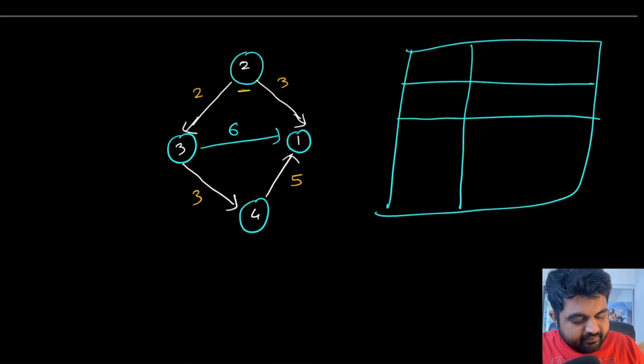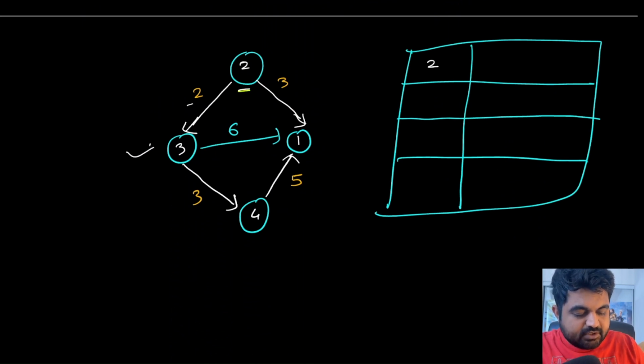Now in this case, we are only dealing with 4 nodes. Starting with node number 2, we have two options. If we have to reach node number 3, it takes us 2 times, so it makes sense that this is the shortest distance. So we can mark the values as: to reach node number 3, it takes 2 times, and to reach node number 1, it takes 3 times. So we are going to mark things like this.